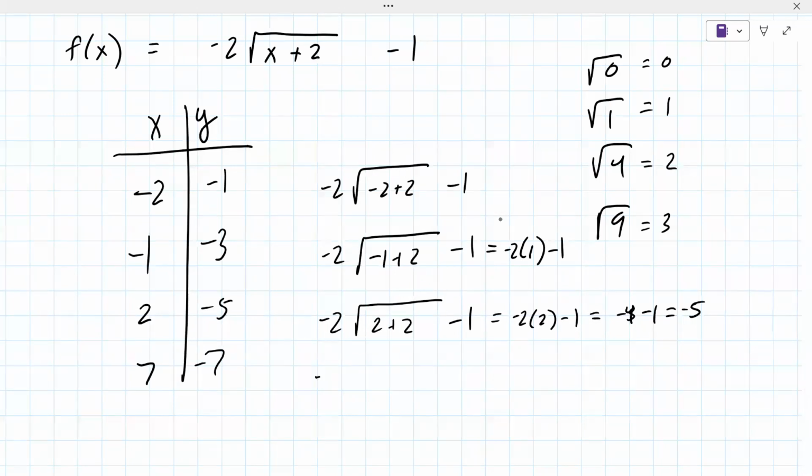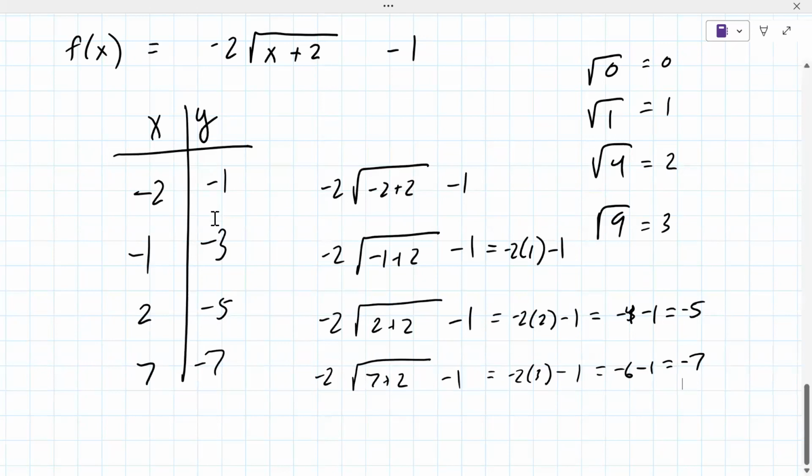Okay, and then this last one here is -2 square root 7 plus 2 minus 1. So the square root of 9 is 3. That's where that goes. Ends up being -6 minus 1 or -7 like that. So notice it doesn't go up by 1 or down by 1. It goes down by 2 this time. So there is a pattern, but you can't just always say.